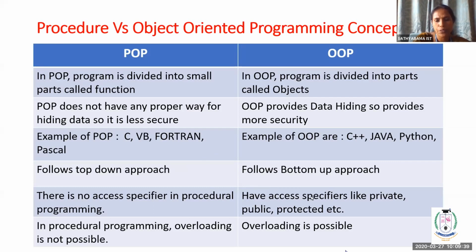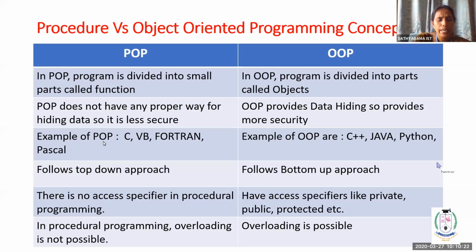Here the data hiding is nothing but access specifiers. In the upcoming topic, we will see what the use of access specifiers is and what the different types are: private, public, and protected. With the support of these access specifiers, we can hide the data in the object-oriented program. Which functions are allowed to access the data? Only those functions have the privilege to access the data. All the remaining functions cannot access this data.